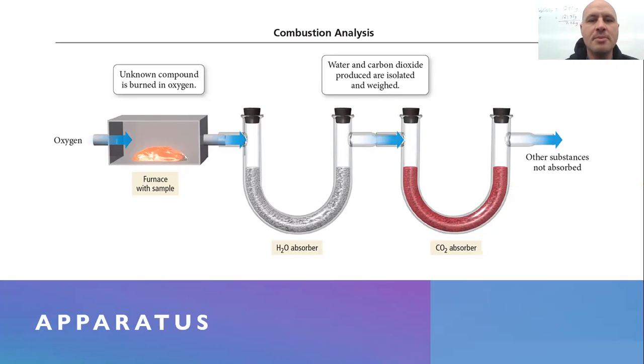The water absorbs into the first tube. And so if we weigh that tube before the reaction and then after the reaction, however much it went up is how much water it absorbed. And then the carbon dioxide absorbs in the second tube. However much the mass goes up is how much carbon dioxide we produced. So we weigh these before and after.